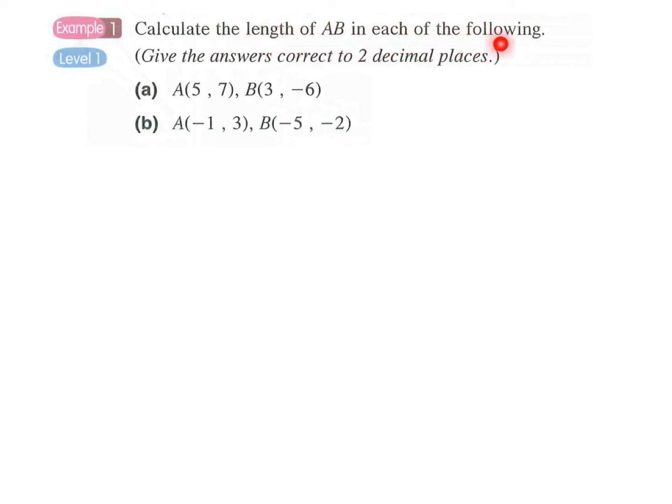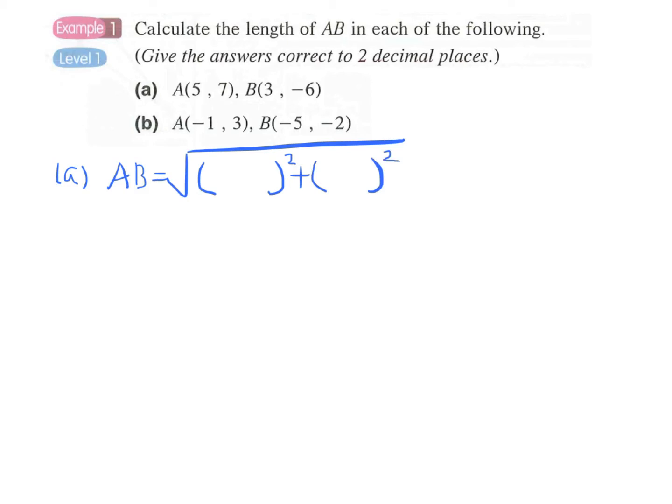Calculate the length of AB in each of the following. Correct your answer to 2 decimal places. To find the length of AB, we can simply apply the distance formula. For part A, AB represents the length of AB, which is, we find the difference of the x coordinates and the difference of the y coordinates and then take square. We add it up and then take the square root. So let's say point A is x1, y1, therefore we have 5, 7. And then for point B, we have x2, y2, 3, minus 6.